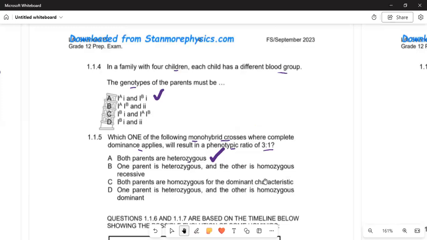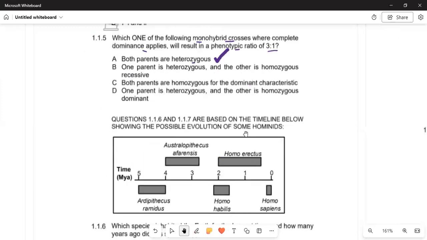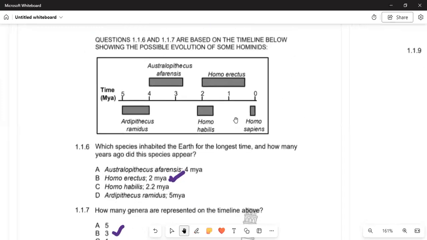And then moving on again, we go to questions 1.1.6 and 1.1.7. These are based on the timeline situated below, showing the possible evolution of some hominids. We are given this table, and on our left hand side is time in millions of years ago, starting from the oldest time to the least time. So Ardipithecus ramidus existed between 5 to 4 million years ago, and then Australopithecus afarensis derive from 4 to 3 million years ago.